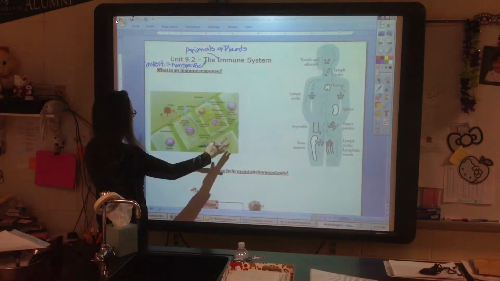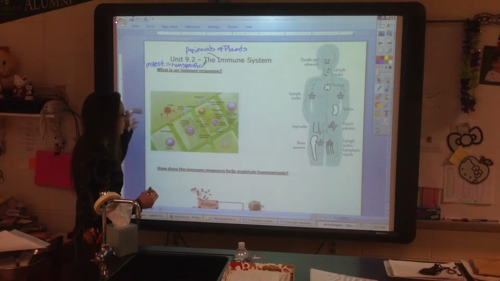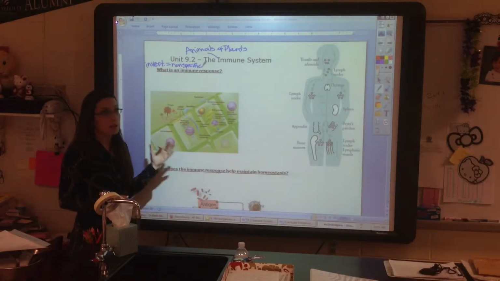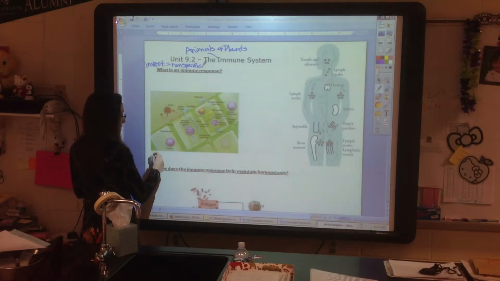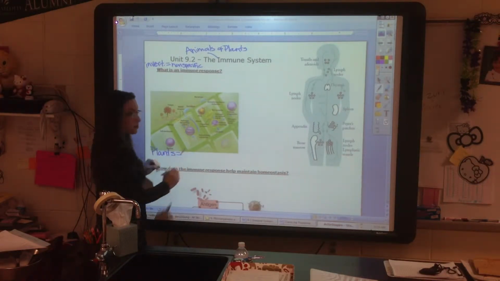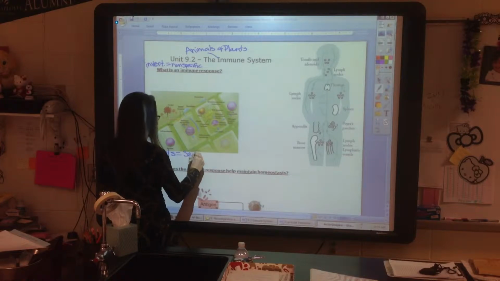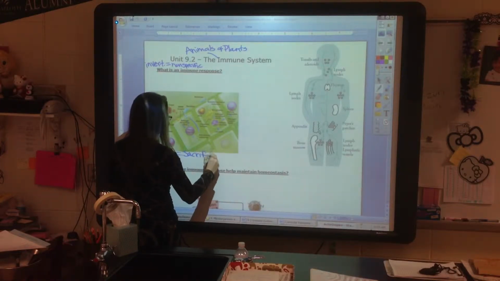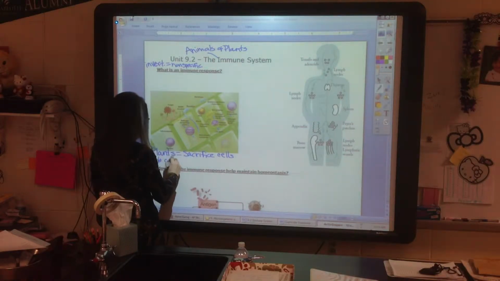Now plants, this picture here, remember, is an example of a plant, and it is going to be able to show you that plants are able to do the same thing. They're able to recognize when they've been invaded. One of the key things that I want to mention about plants is that plants are often able to sacrifice cells to contain an infection.